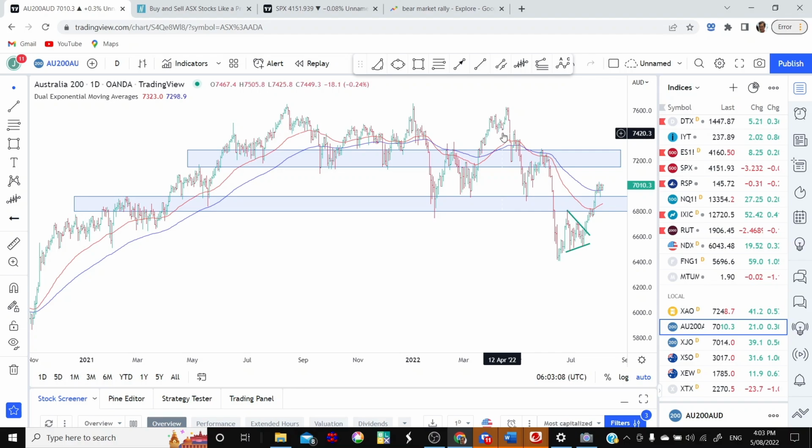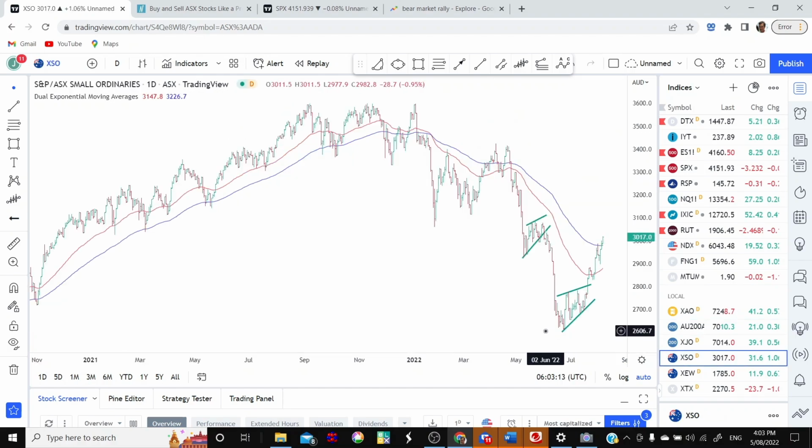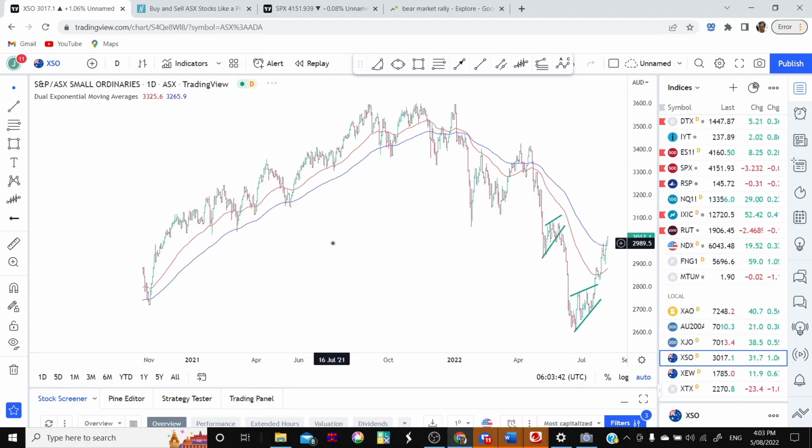It's also really interesting to keep an eye on the Small Ordinaries, which I've been covering over the last couple of weeks, because it's continuing to gather momentum. It's now at its highest level since early June, and it's been outperforming the ASX 200 quite comfortably, particularly over the last week, where the ASX 200 has gone sideways but the Small Ordinaries have made new highs. It too is approaching a resistance area.